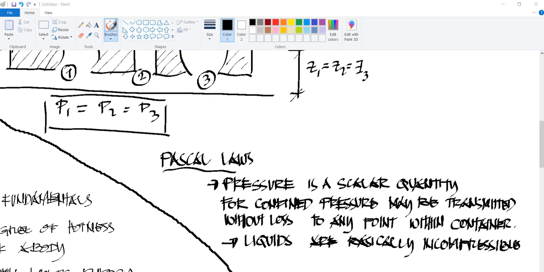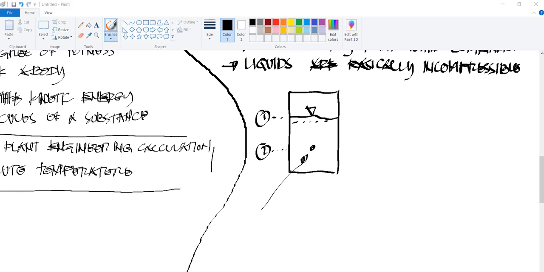Okay, so we have Pascal's law. So pressure is a scalar quantity. For confined pressure, it may be transmitted without loss to any point within the container. And also we have liquids are basically incompressible. Okay, so that defines it. So if we have a container like this one, in point 2, we have your point 2 here. The pressure is acting all around, so it's acting all around the object at point 2.